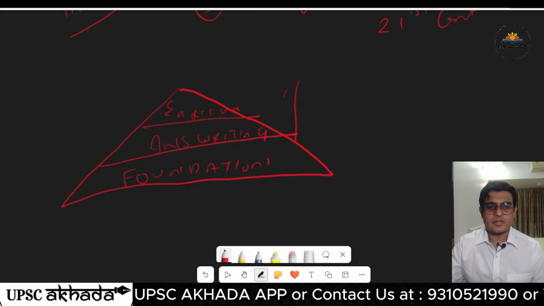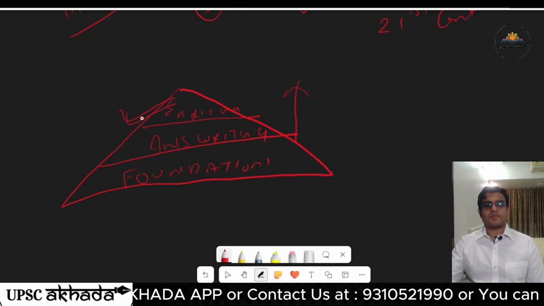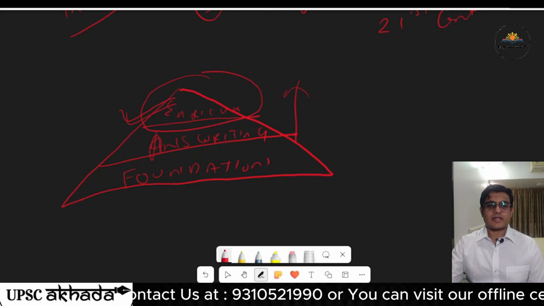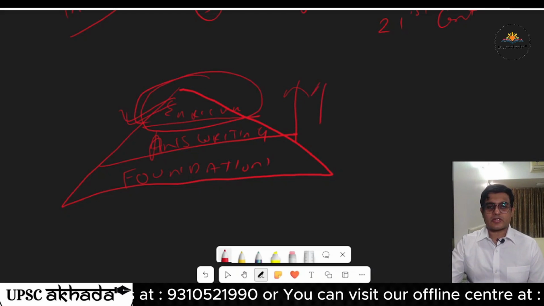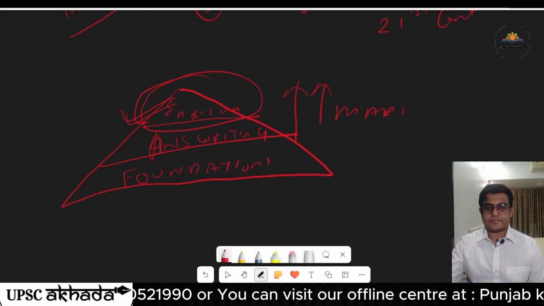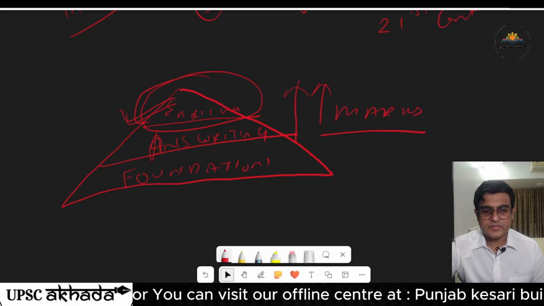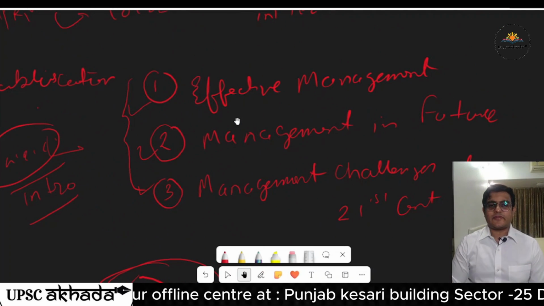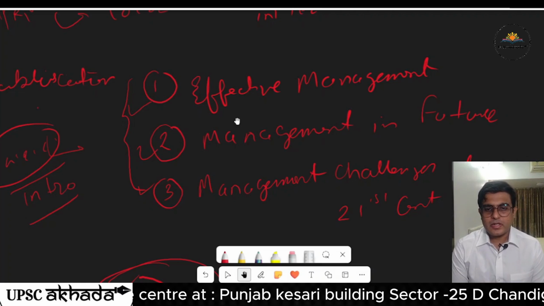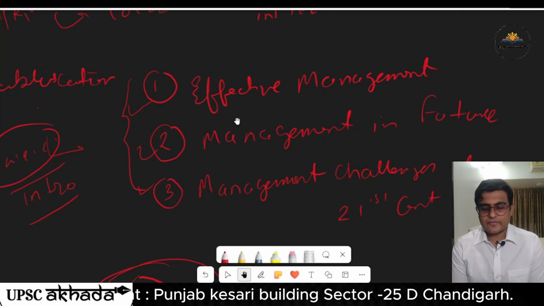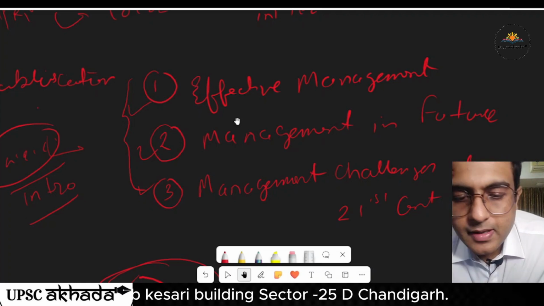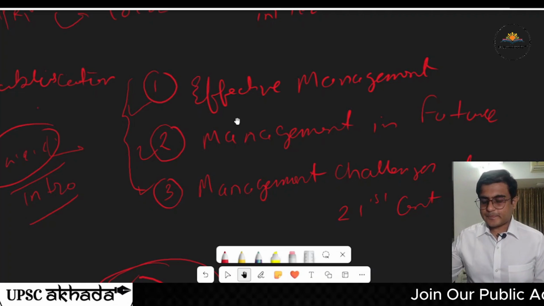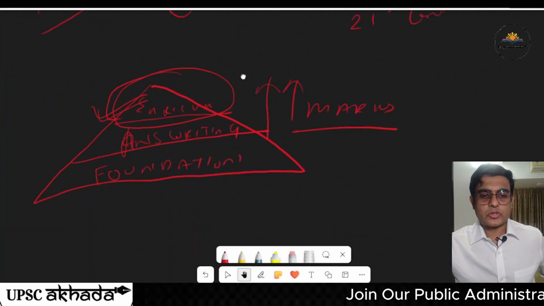So this will help. Also, Peter Drucker, you may refer to in answers also. This will act as an enrichment, so it will boost your marks also. Basically, these were his important publications: Peter Drucker, effective management, management in future, and management challenges of the 21st century. So this is the background of Peter Drucker. So let's start with his contributions.